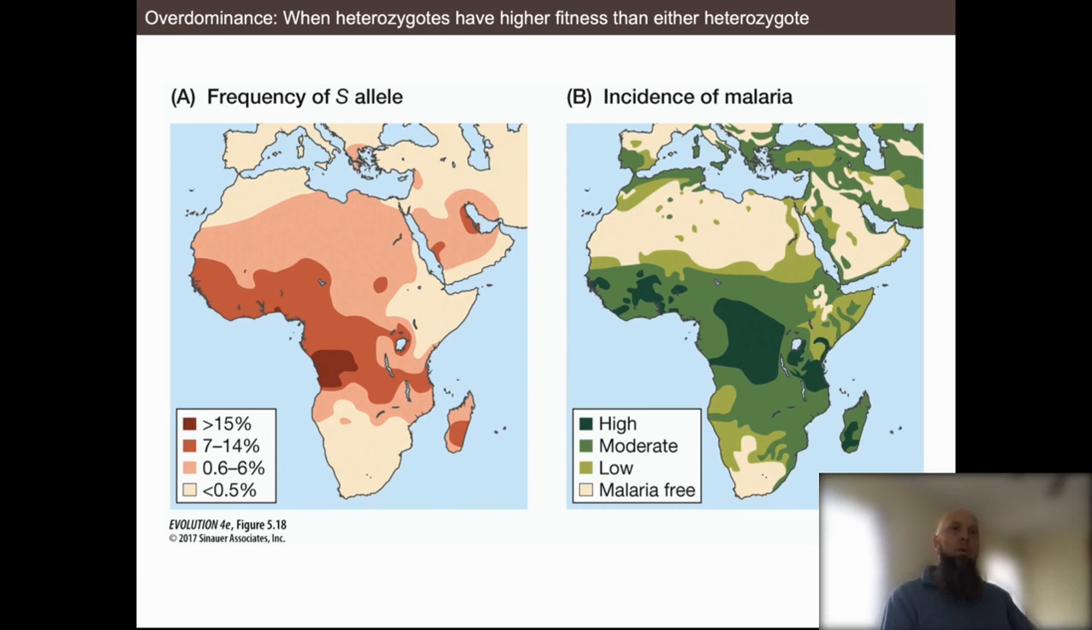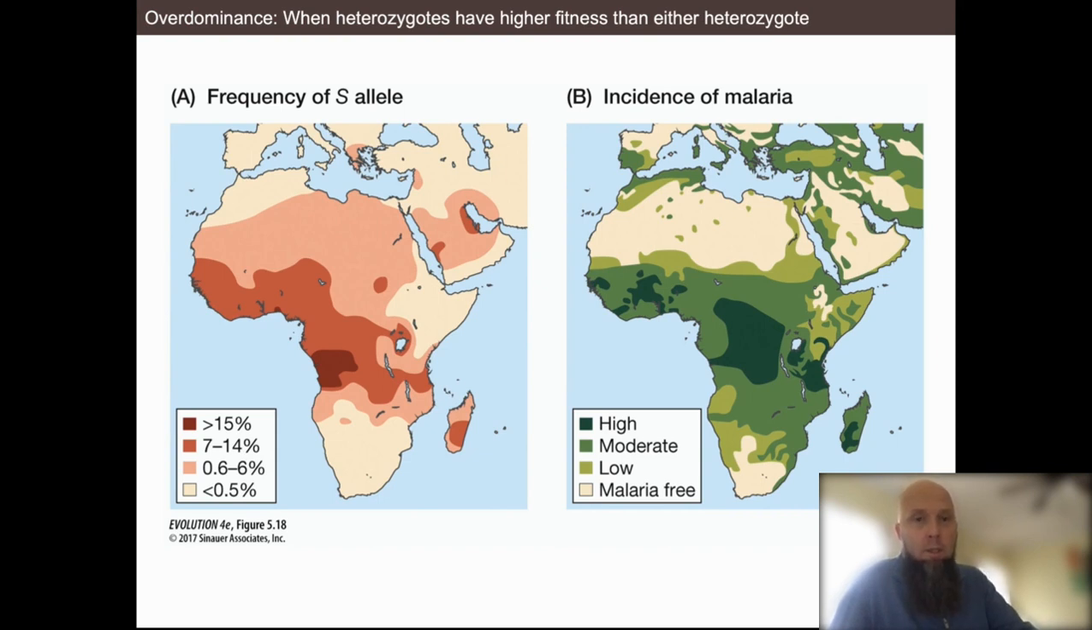Now, we're going to talk about some specific instances where fitness is different for the heterozygote. Fitness of the heterozygote can either be the highest or the lowest for any genotype. In overdominance, we have a scenario where heterozygotes have the highest fitness, higher than either homozygote. That slide should say higher fitness than either homozygote, not heterozygote, okay? So overdominance is when heterozygotes have the highest fitness. And the example here is one you've almost certainly seen to this point. This is sickle cell anemia, right?